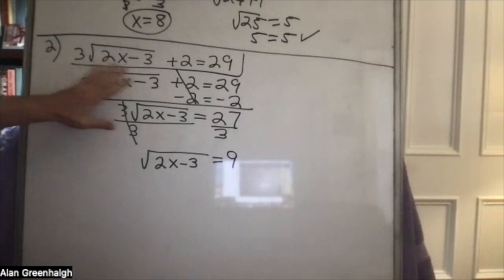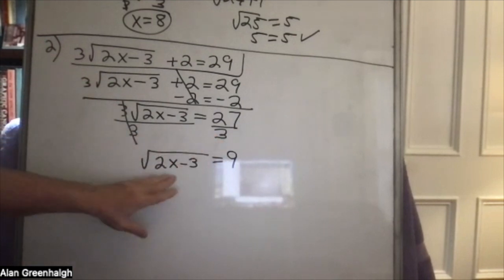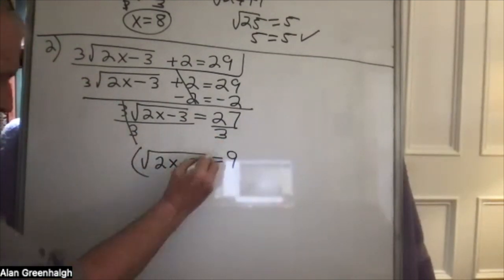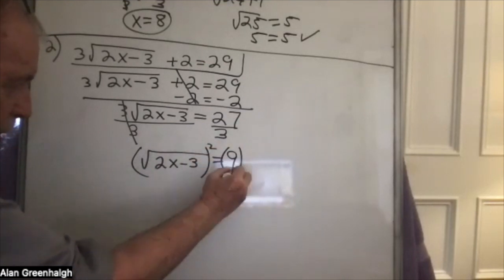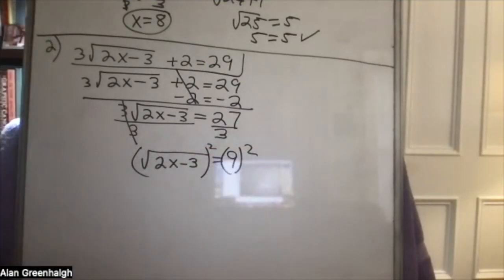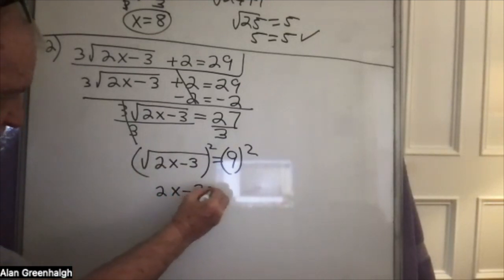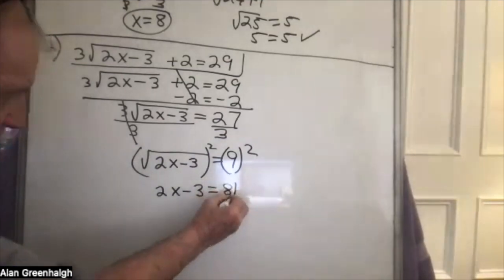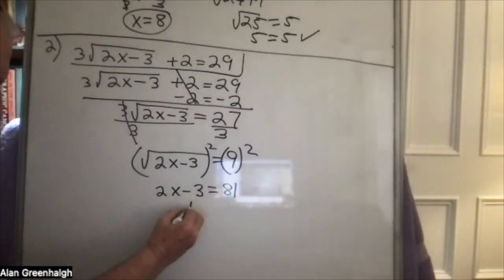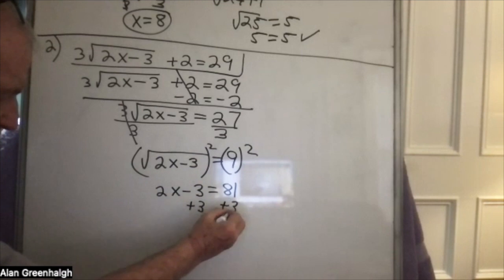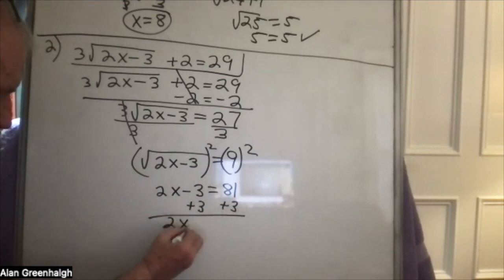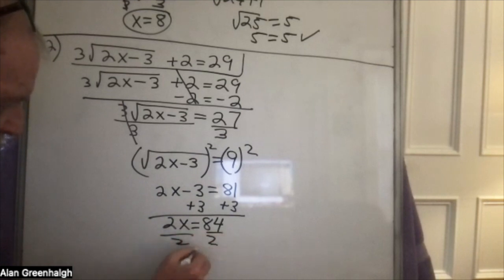So, we've brought over the negative 2. We've divided by 3. We have this left. And now we're going to square both sides of the equation. And that would give us 2x minus 3 equals 81. Positive 3, 2x equals 84. Divide by 2, and x is equal to 41.